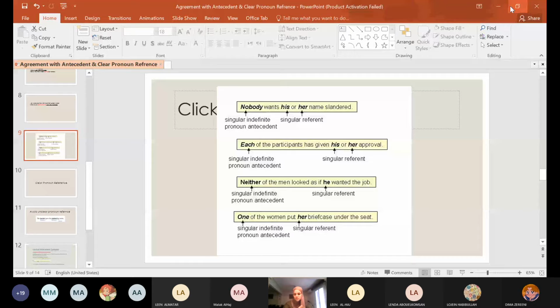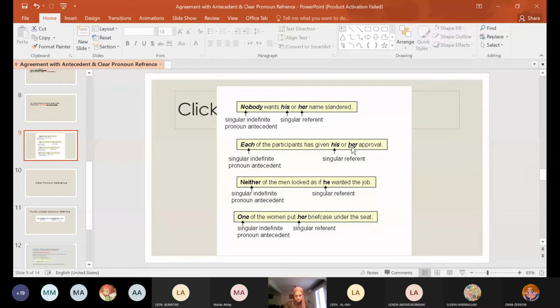When I have both genders, I say what? Look at the screen: his or her. Yes, like here, each is singular. Participants, I don't know the gender, so it will be his or her. Excellent.